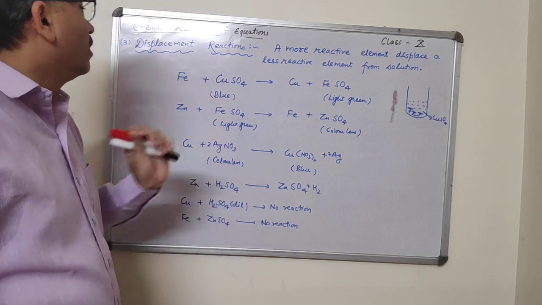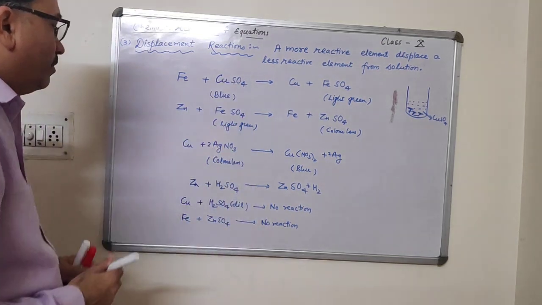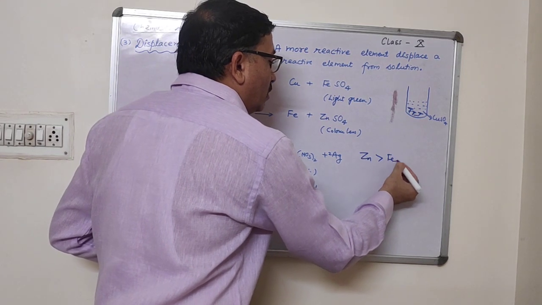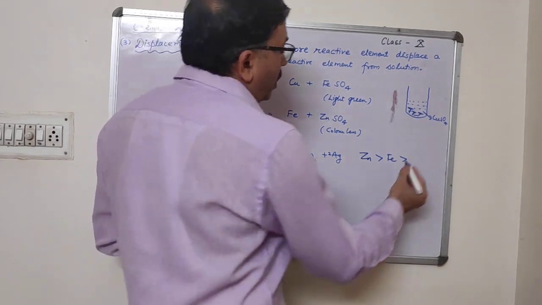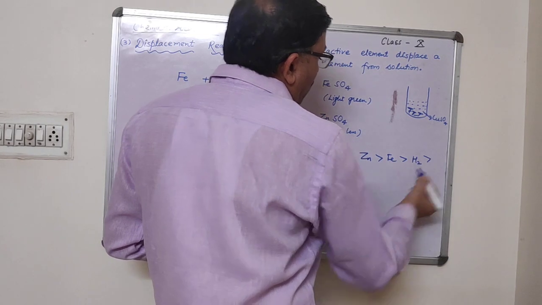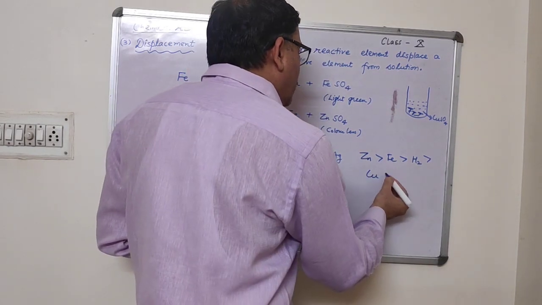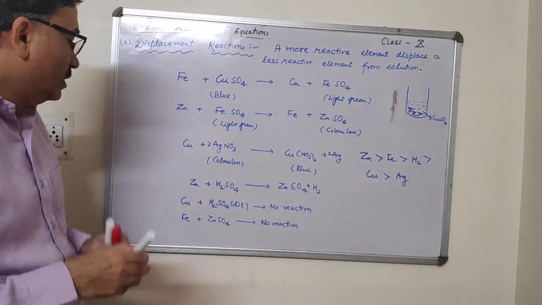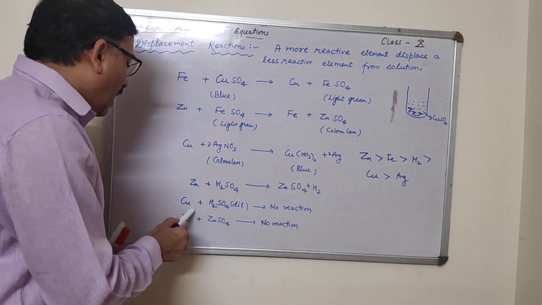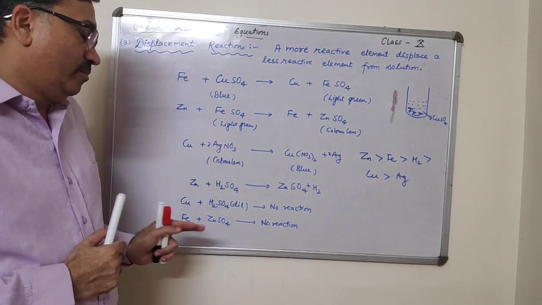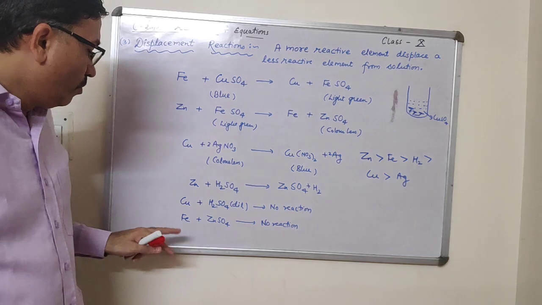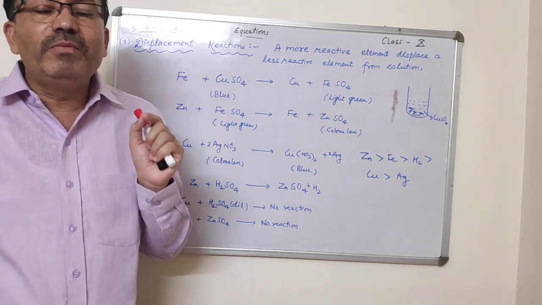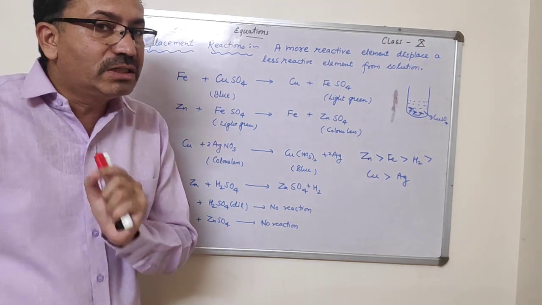From all these we can conclude a few concepts. Zinc is more reactive than iron. Iron is more reactive than hydrogen. Hydrogen is more reactive than copper. Copper is more reactive than silver. Means if I place iron in zinc sulfate, there will be no reaction. Why? Because iron is less reactive than zinc. That's why iron will not be capable of displacing zinc from zinc sulfate.